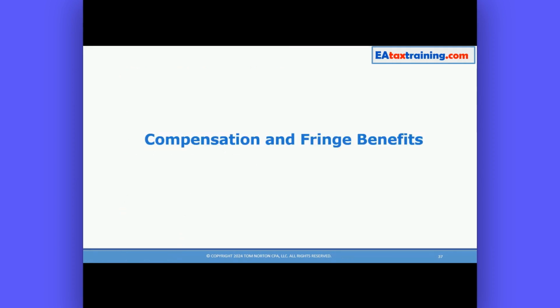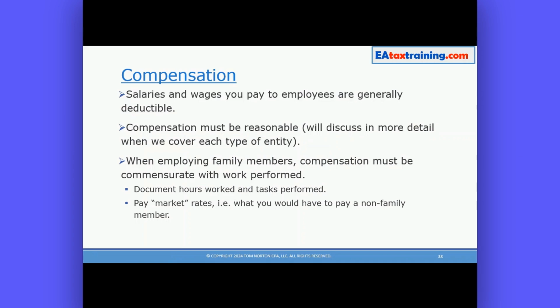So now let's talk specifically about compensation and fringe benefits. So salaries and wages that you pay to employees are, of course, generally deductible. Now, the compensation must be reasonable. We will discuss that in more detail when we cover each type of entity. So just know, again, it has to be an ordinary and necessary business expense. And so that means that the compensation you're paying must be ordinary and necessary. So it has to be reasonable compensation.